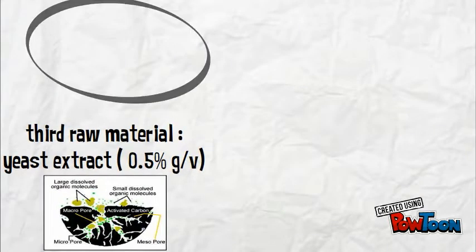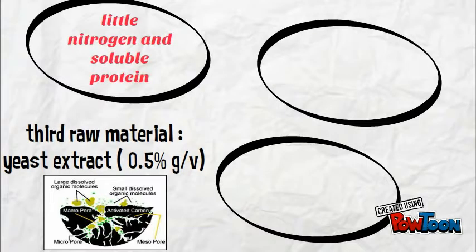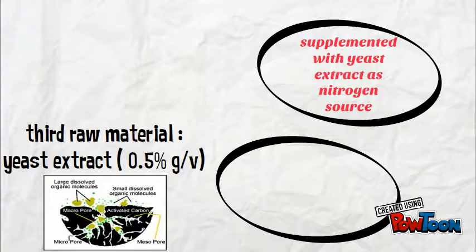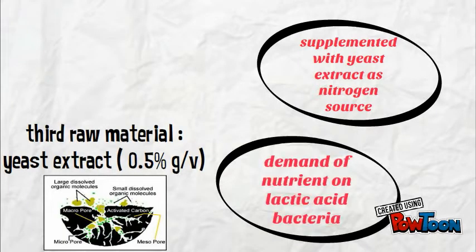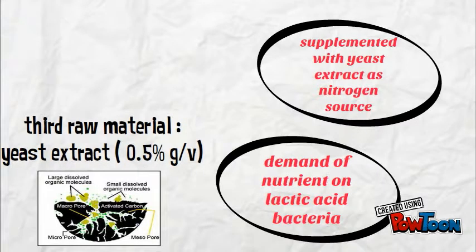The third raw material is yeast extract. Liquid pineapple waste has little nitrogen and soluble protein, therefore the substrate must be supplemented with yeast extract as a nitrogen source. The carbohydrate-containing medium has been enriched with yeast extract to achieve the optimal growth conditions for the nutrient demand of lactic acid bacteria.